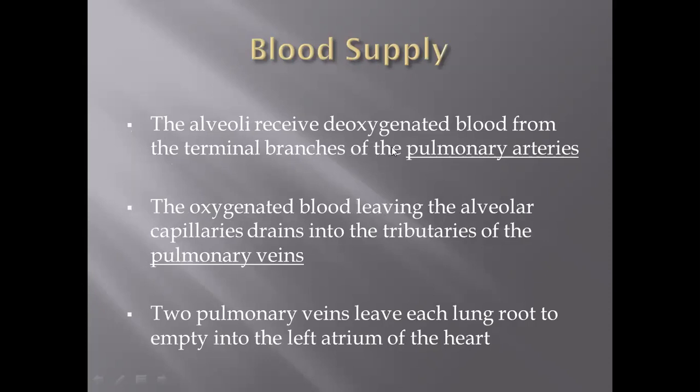The alveoli receive deoxygenated blood from the terminal branches of the pulmonary arteries. They are receiving deoxygenated blood from the heart. Oxygenated blood leaving the alveolar capillaries drains into the tributaries of the pulmonary veins. So pulmonary veins collect oxygenated blood and that is brought toward the left side of the heart. Two pulmonary veins leave each lung root to empty into the left atrium of the heart. From the left atrium it goes to the left ventricle, and from the left ventricle to the ascending aorta, arch of aorta and descending aorta.